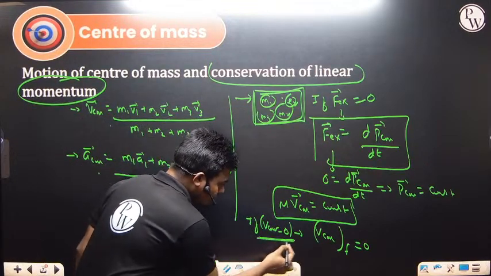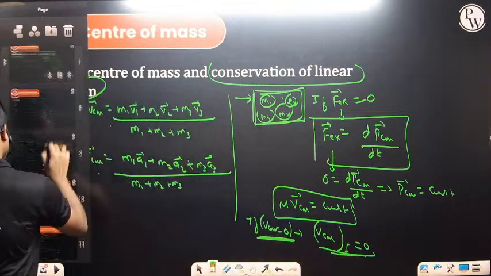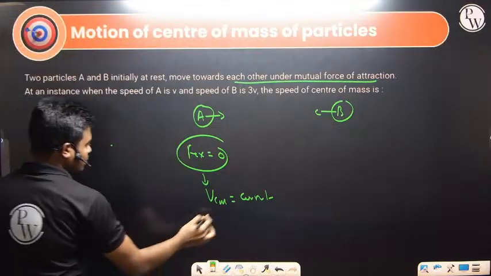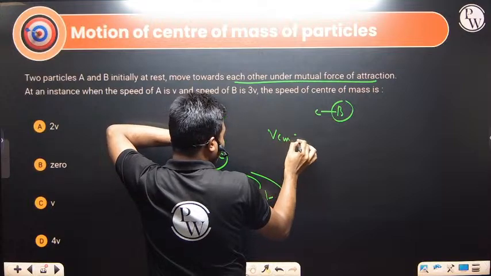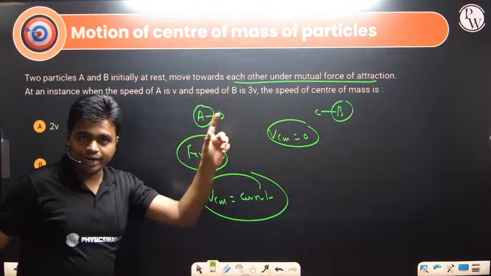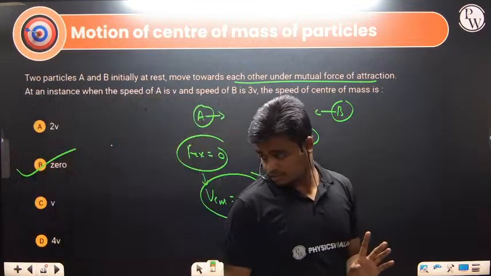Initially, if velocity of center of mass is 0, then final answer it will be 0. The answer is 0 only. Velocity of center of mass is constant. Initially, both are at rest. So center of mass will also be at rest. So finally, also center of mass will be at rest. So answer will be 0. Is that clear? Moving further.